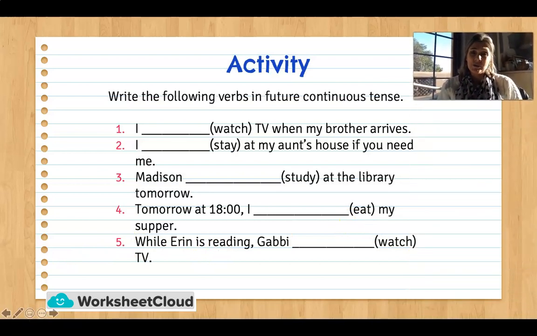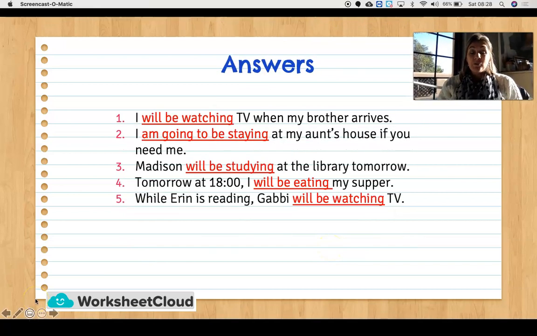So again, pause the video, think about future tense. You always use the verb "will be," plus you add ing onto your main verb. So off you go. Right. Number 1, I will be watching TV when my brother arrives. Number 2, I will be staying at my aunt's house if you need me. Number 3, Madison will be studying at the library tomorrow. Number 4, tomorrow at 6 o'clock, I will be eating my supper. And number 5, while Erin is reading, Gabby will be watching TV.